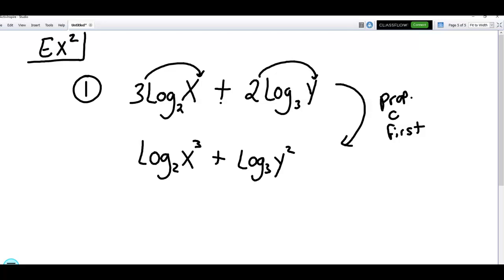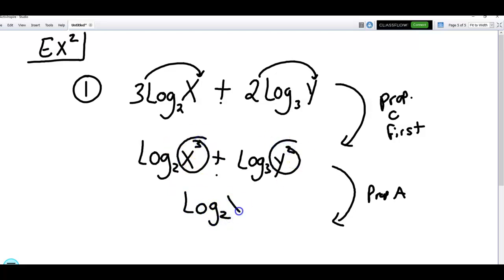After that, you're going to do either property A or B depending on what the problem is. So since I've got a plus here, that's property A. Property A tells me that if this is a plus, I can make that one log by putting this and this together with multiplication. And I'm done. Okay?